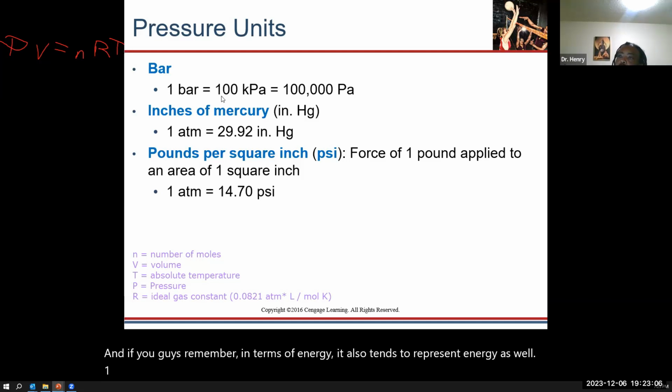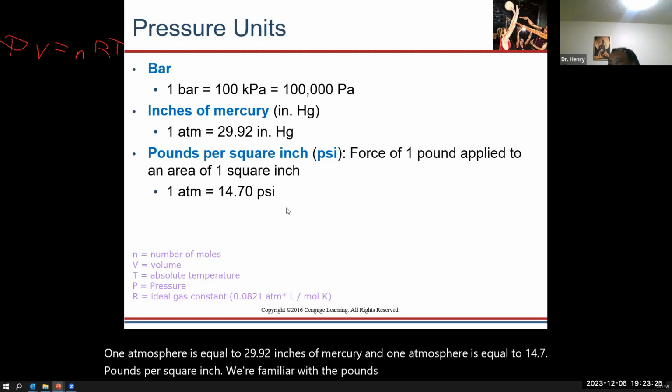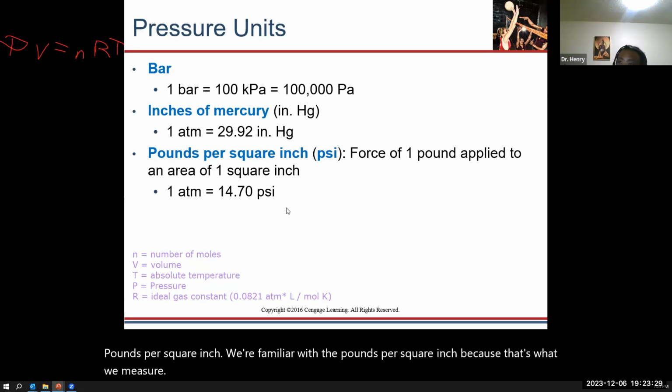1 bar is going to be equal to 100 kilopascals, or just 100,000 pascals. 1 atmosphere is equal to 29.92 inches of mercury, and 1 atmosphere is equal to 14.7 pounds per square inch. We're familiar with pounds per square inch because that's what we measure the pressure of our tires in.